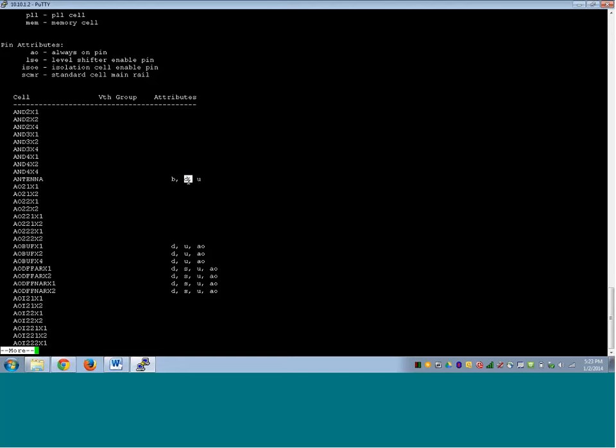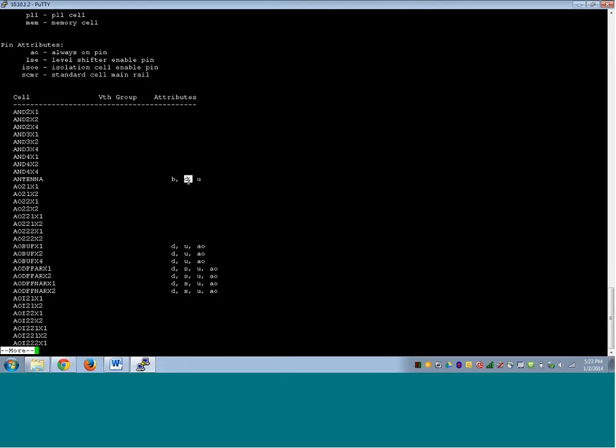Many people like to instantiate some technology dependent cells in their RTL. We will see examples in this design also. And they want DC not to remove them. They want to tell DC that I have placed this cell, please do not touch it, do not remove it. So that is represented by don't touch. Don't touch tells DC do not play around, do not modify anything related to this cell. Don't use cells, do not ever use this cell.